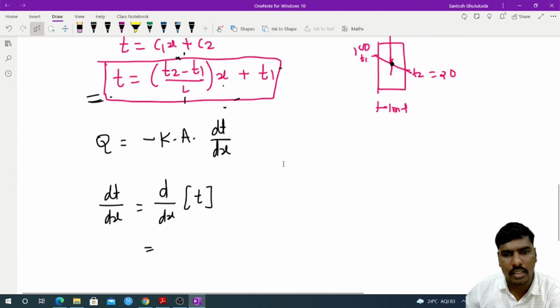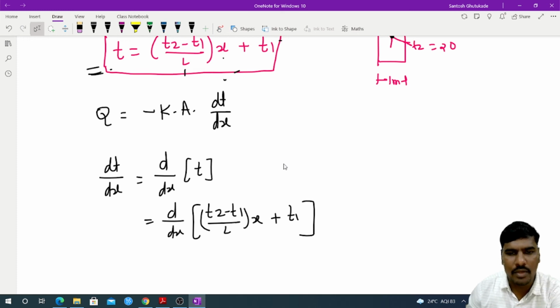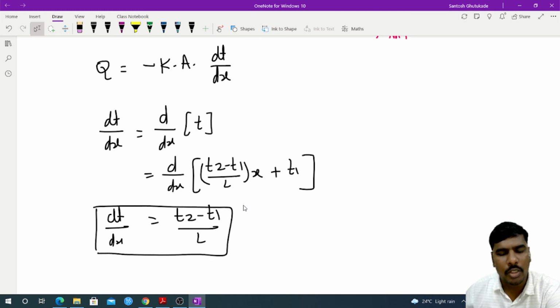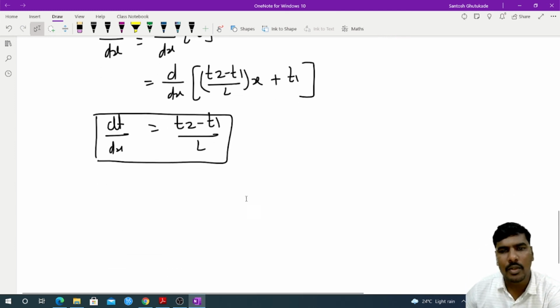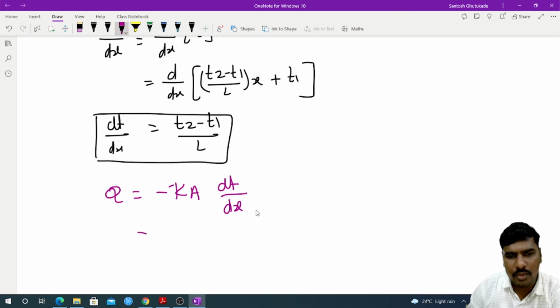I am putting that equation here as it is. So this becomes d by dx of T2 minus T1 upon L into x plus T1. If you solve this equation, you will get the value T2 minus T1 upon L. So T2 minus T1 upon L is the value of dT by dx. Now I am putting this value again in Fourier's law, which is minus KA dT by dx. So instead of dT by dx, this becomes minus KA times T2 minus T1 divided by L.